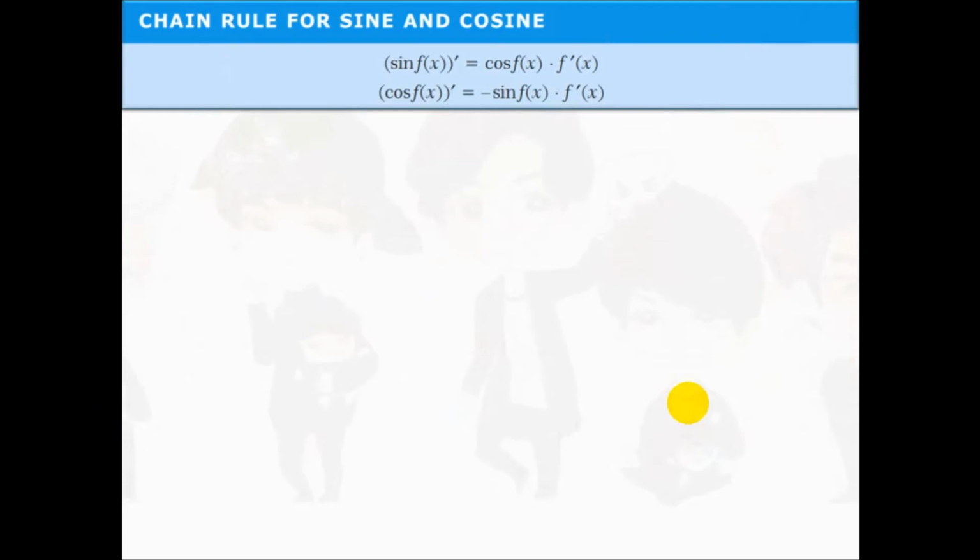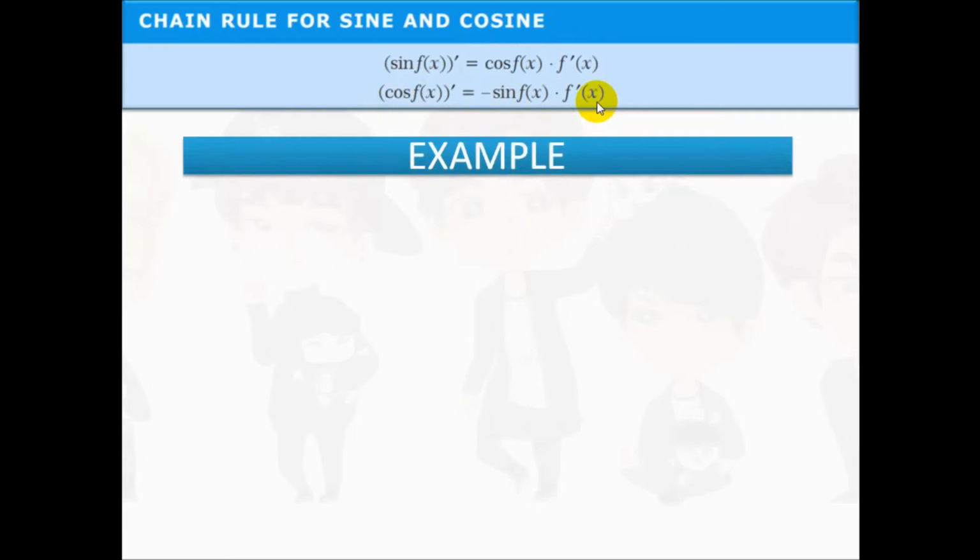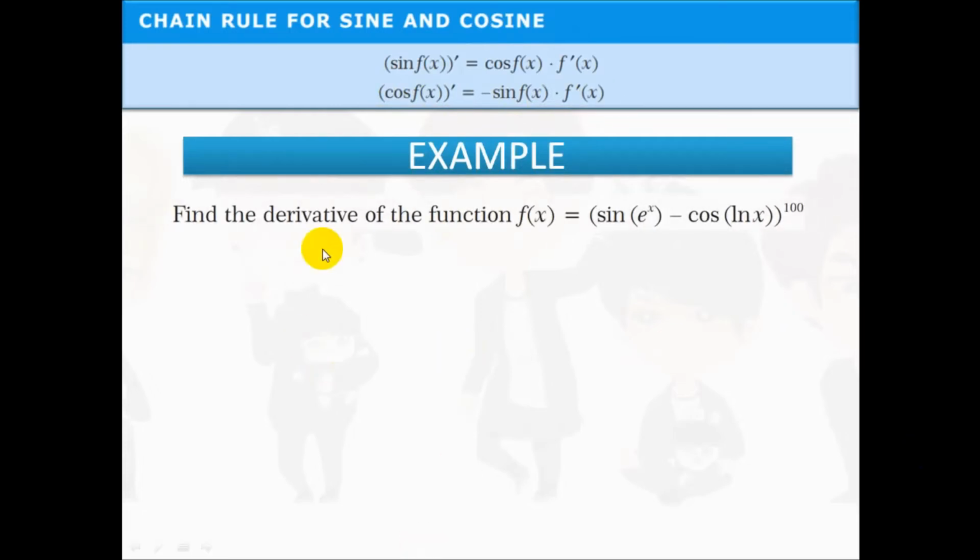Okay, the next is the chain rule for sine and cosine. We can see here if we have sine f(x), the first derivative is cos f(x) times the derivative of f(x), and if we have cosine f(x), the derivative is minus sine f(x) times f prime x. Let's see the example. Find the derivative of the function f(x) is equal to (sine e to the power x minus cos ln x) to the power of 100.